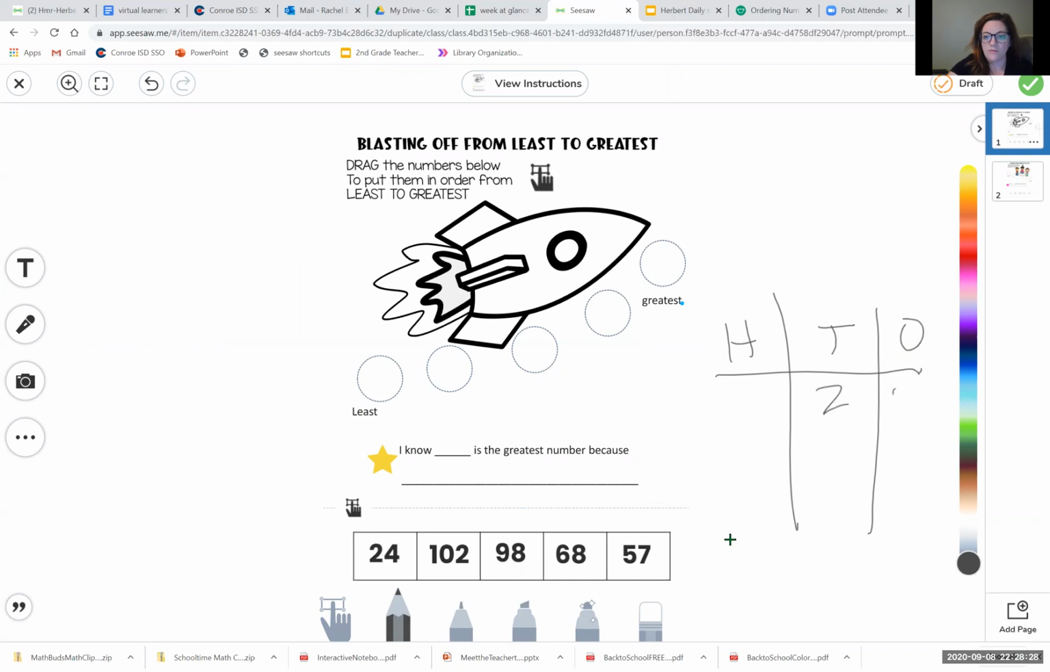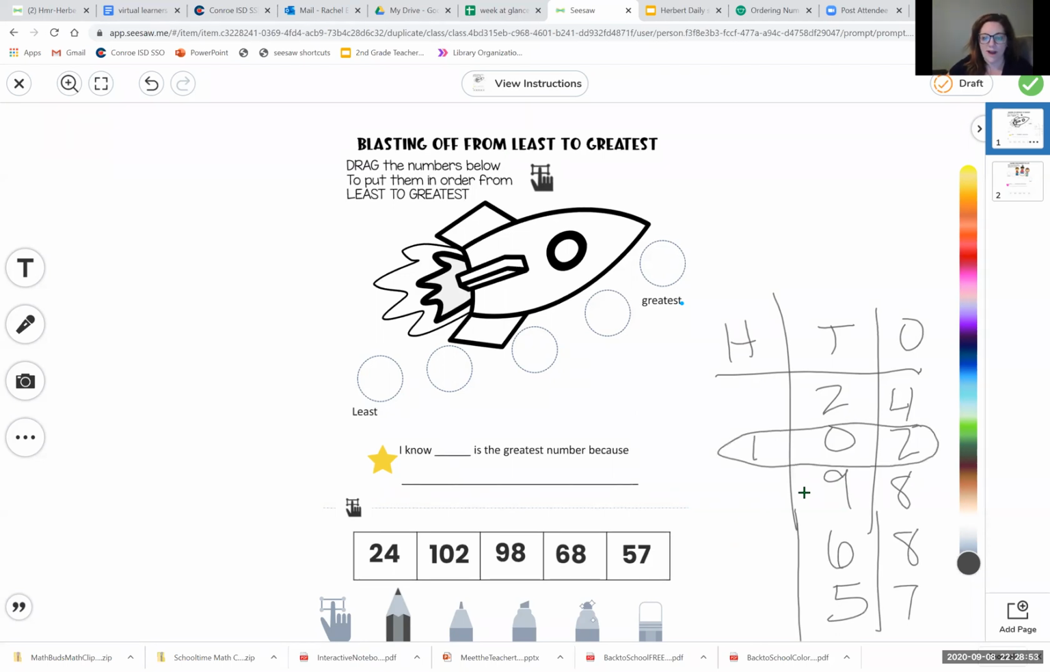You can say 24, 102, 98, 68, and 57, okay? You can do it just like we just did. Then look right here. Here's a freebie answer. Do any of these have hundreds? They sure do. Look at this number right here, 102. Wow. That shows me that's the greatest number because it's the only number that has a digit in the hundreds place. If it has a digit in the hundreds place, I know that it's greater.